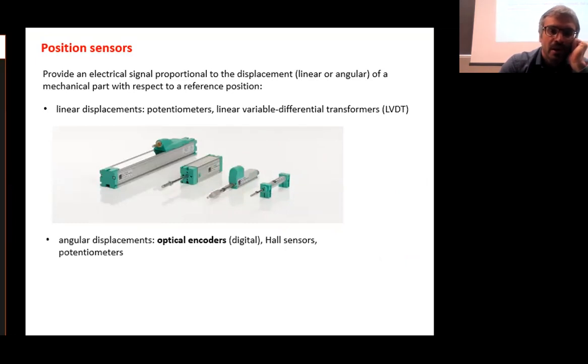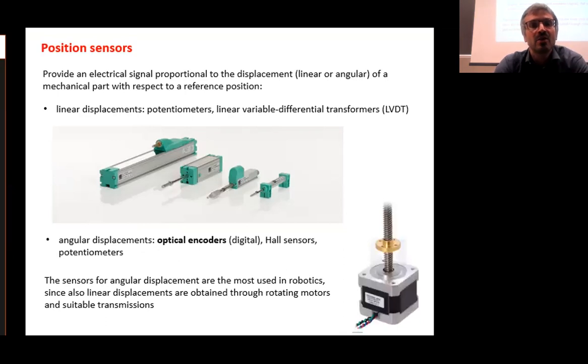For angular displacements, we have optical encoders, which, as said, are digital sensors, Hall sensors, and potentiometers. The Hall sensors are analog sensors, and potentiometers are again analog sensors, so they need an A to D converter to be read, while the digital ones you can directly connect to the acquisition board through the counter input. Because acquisition boards have analog input, digital input, and also counters that detect the number of edges of this digital signal. We will see how they work.